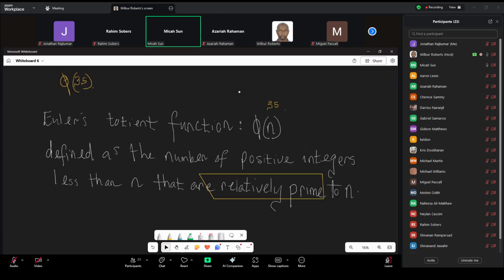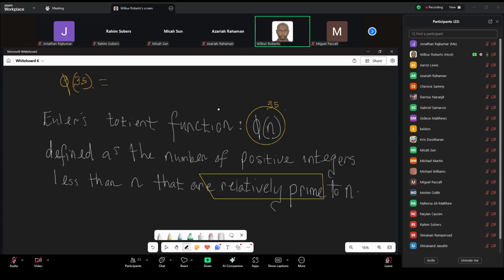I feel like I do something wrong here, but I got 0.57, but I don't know if that's correct. 0.57. Yeah, but no, watch. Remember psi n, right? Psi n is defined as the number of positive integers less than n. So psi 35 will be the number of positive integers. So nothing minus. A negative integer is like -1, -2, -3, and so on. So it is the amount of positive integers less than 35 that are relatively prime to 35.